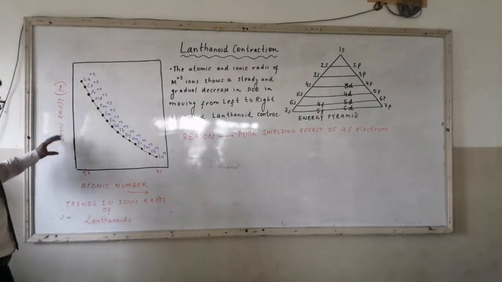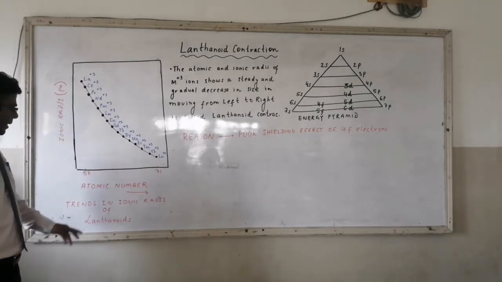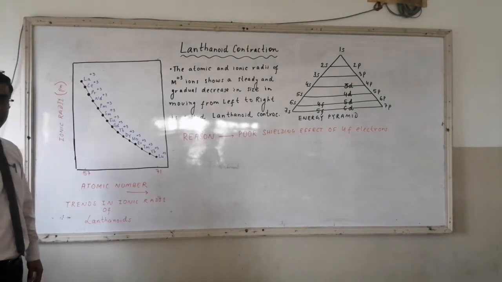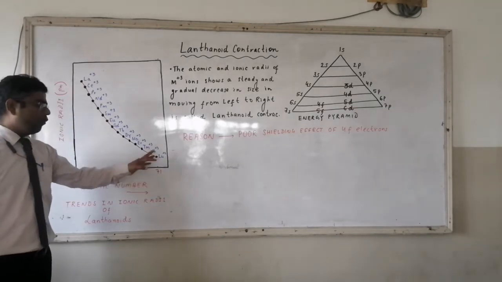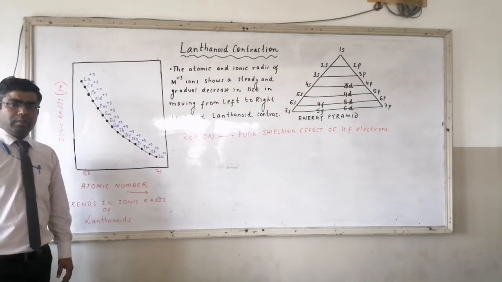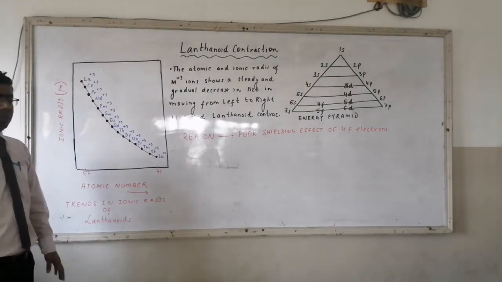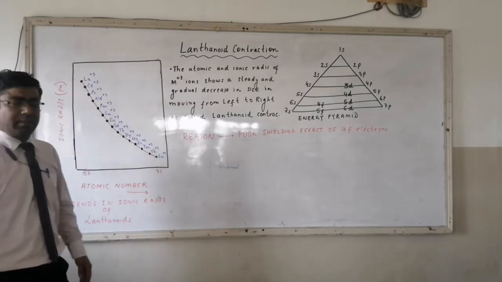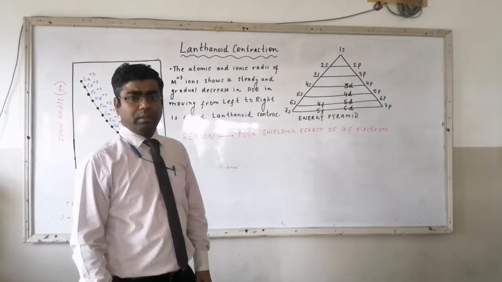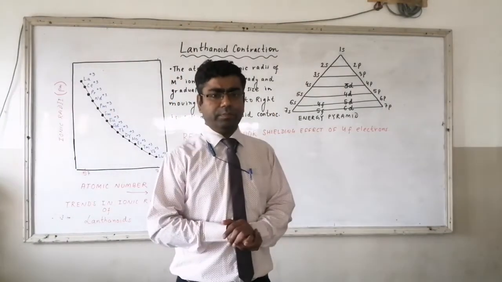Here a graph is plotted between ionic radii measured in picometer versus atomic number. 57 is the atomic number for lanthanum and 71 is the atomic number for lutetium. So when we start moving from left to right, there is a gradual decrease in the ionic size of lanthanoids. This is called lanthanoid contraction.